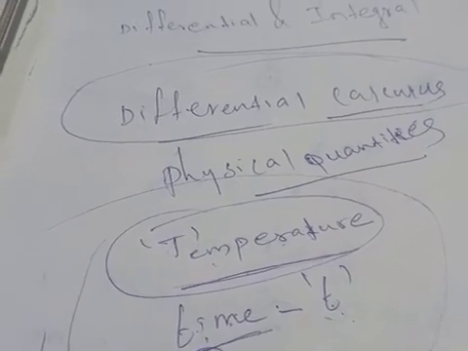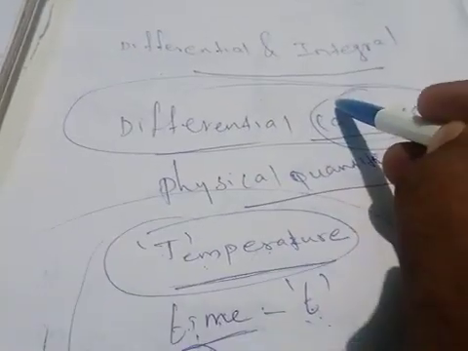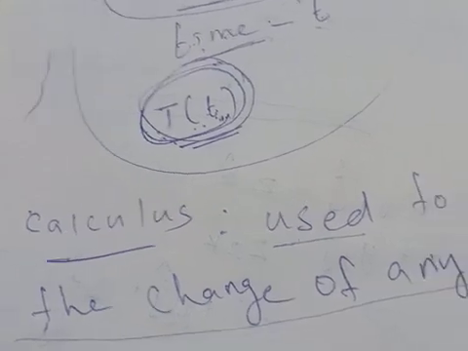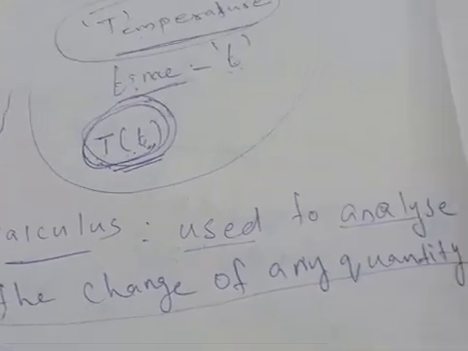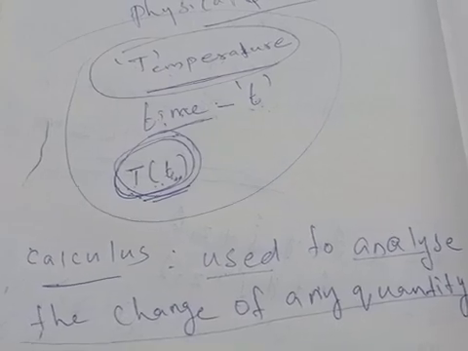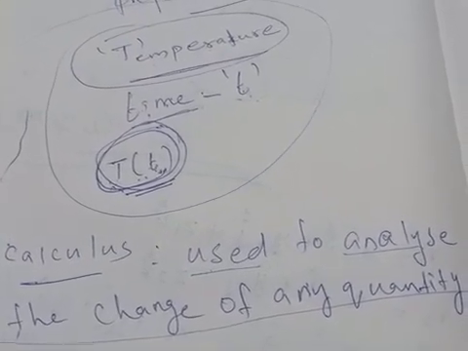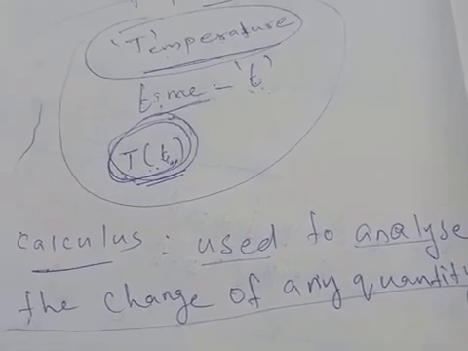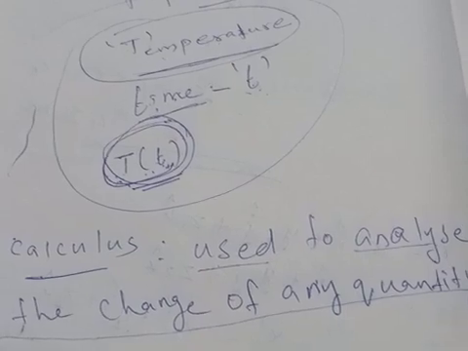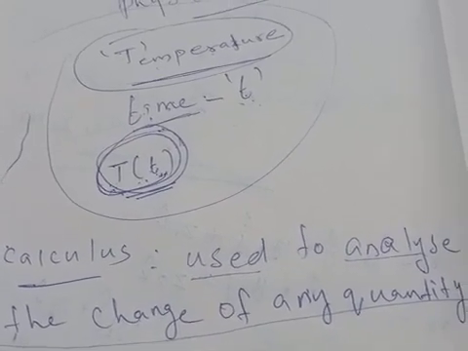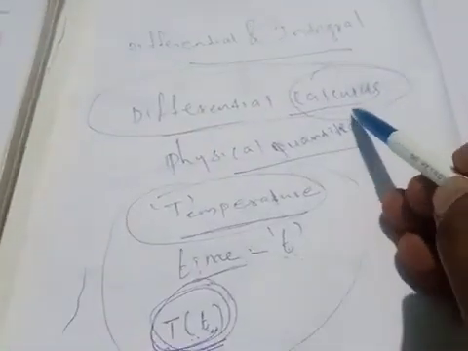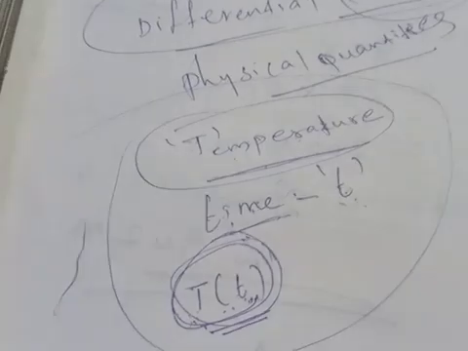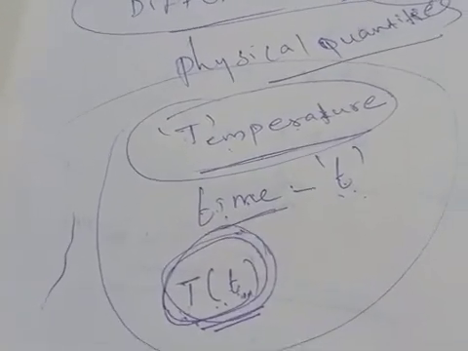That is the use of calculus. So what is the use of calculus? It is used to analyze the change of any quantity. It is a branch of mathematics, and we use it to analyze the change of any quantity. Temperature changes we analyze by using calculus in mathematics. Not only temperature, we can do this for every physical quantity like this.